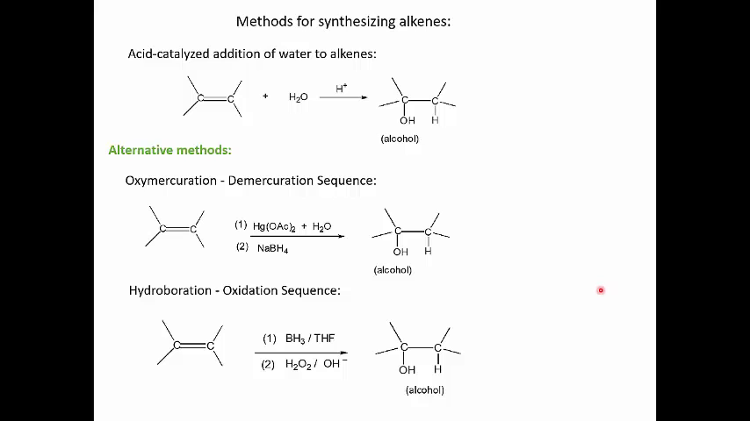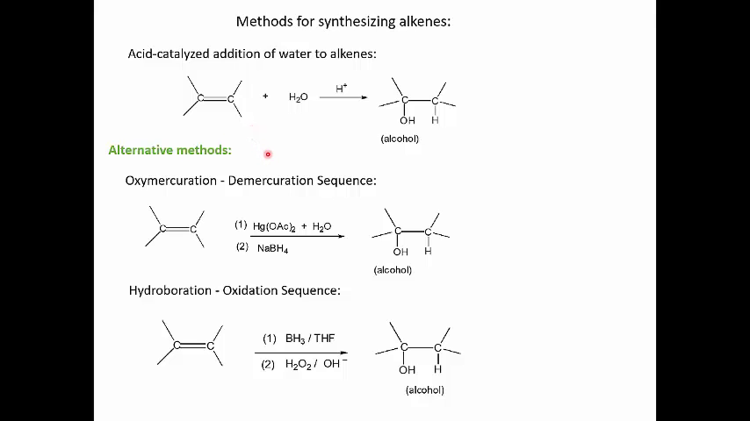In last Wednesday's class, November the 14th, we noted that a traditional and important way to synthesize an alcohol is the acid-catalyzed addition of water to an alkene.